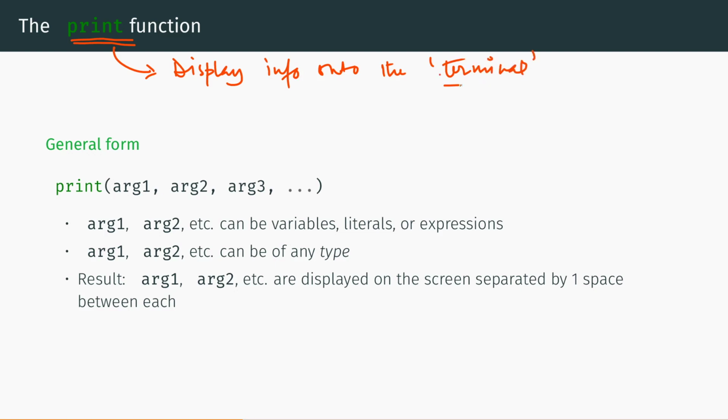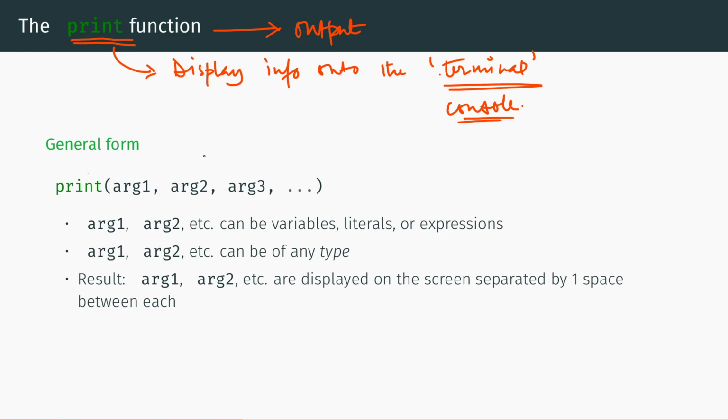Terminal, otherwise also known as console. Actually, it's known as console. It just happens to be terminal in some operating systems. But this is called the console. So the print function is used to display information that you want the user to see. So this is part of the output. This print function is used for output.